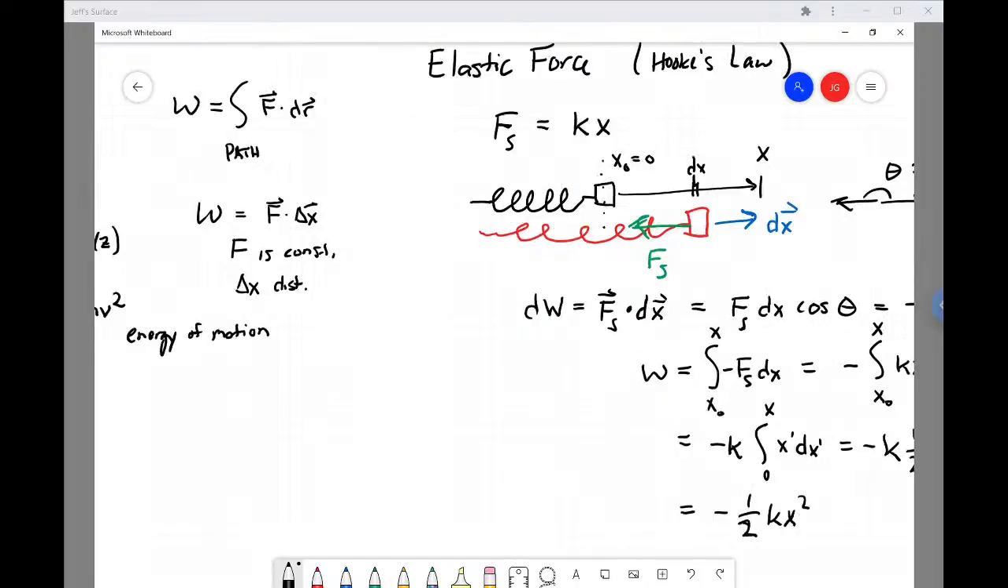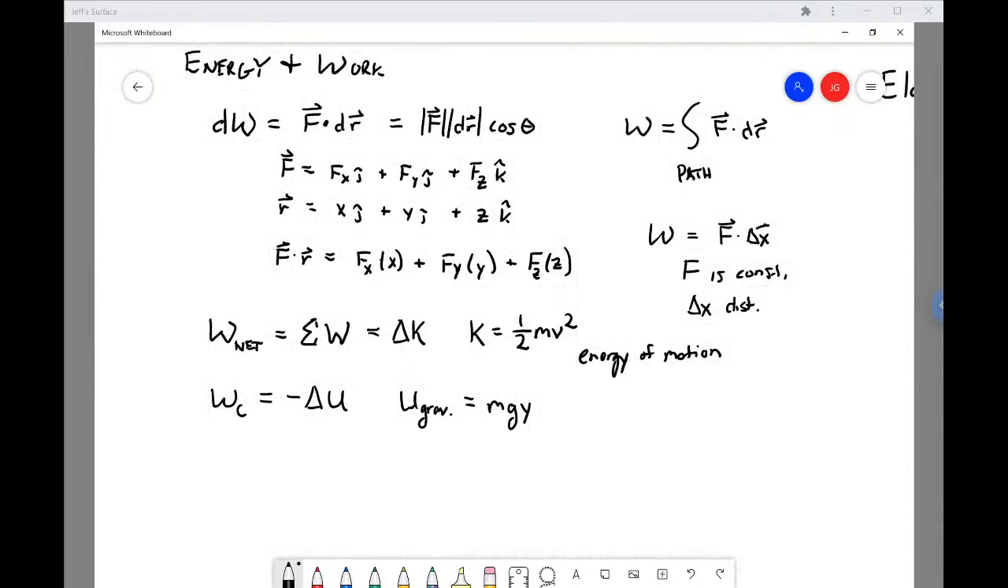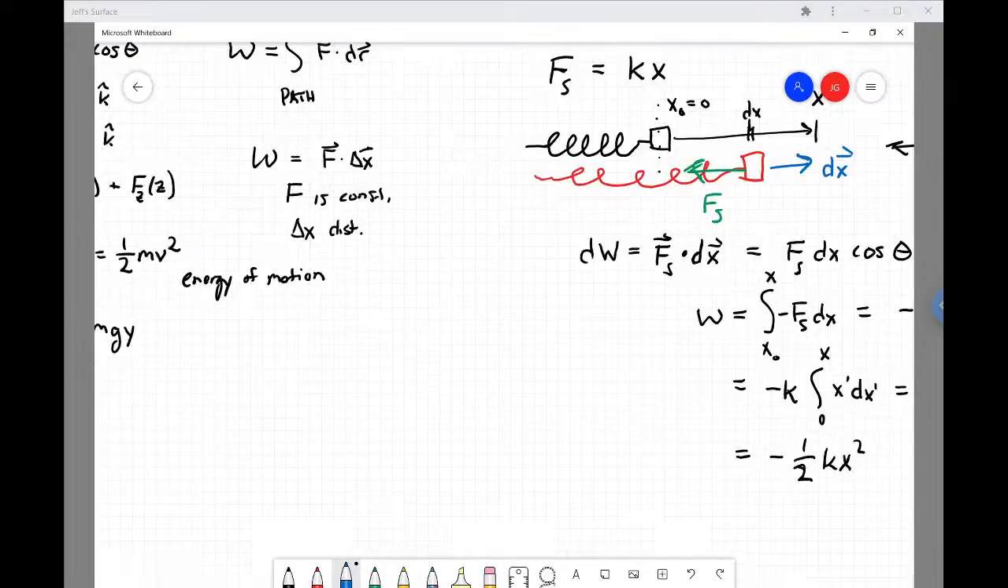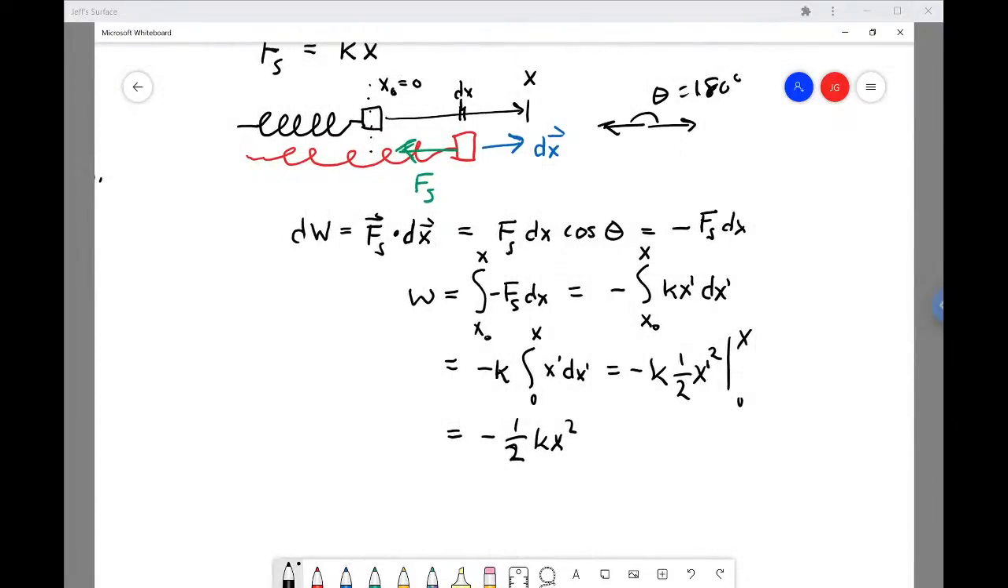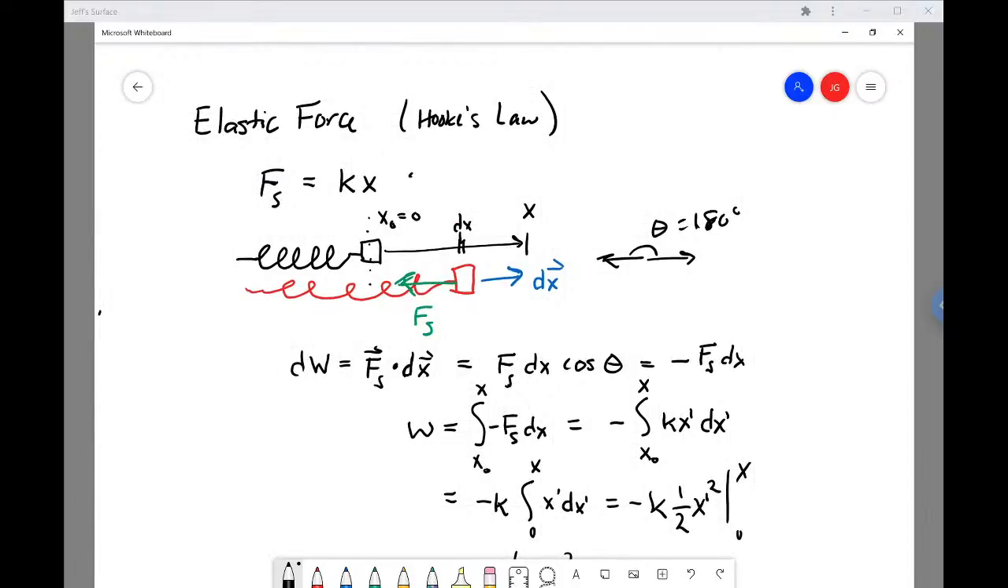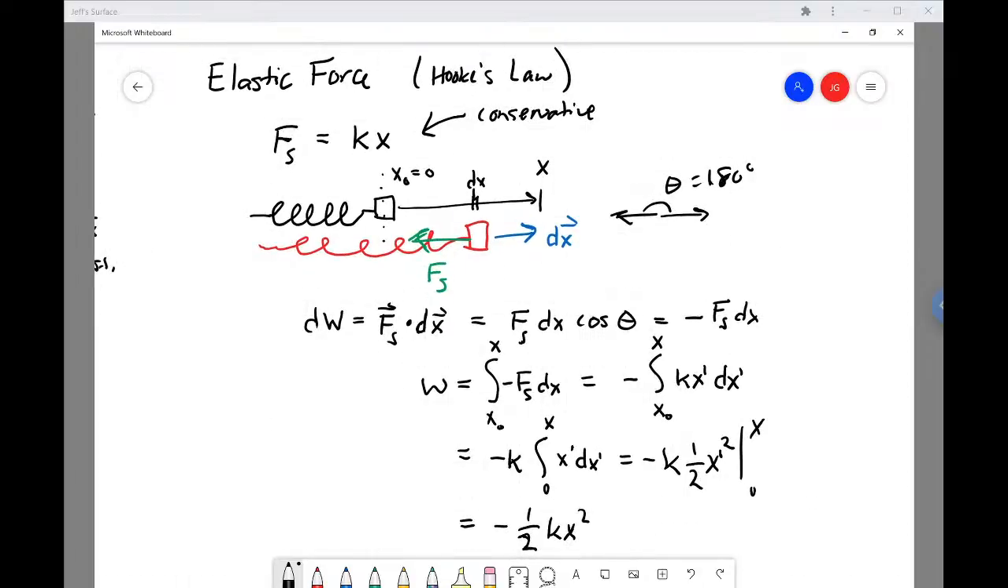And back over here, work done by conservative forces is equal to a change in potential energy. And this is a conservative force. You could convince yourself of this because if you reverse things and go from the maximum stretch back to 0, the amount of work done would be exactly the opposite. So the total would be 0. All right.